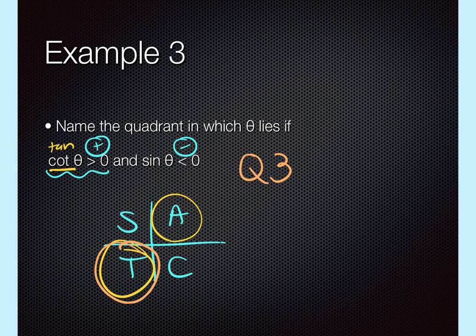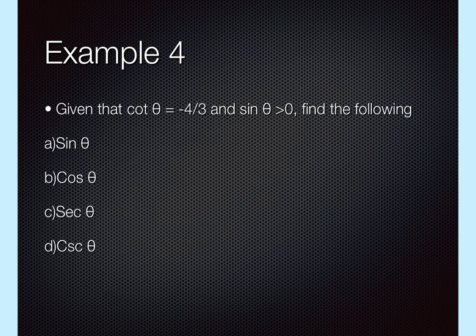Sometimes there's more than one quadrant that could answer it. But this one, it has to be both. Still with me? Yes? Questions? All right. Again, I'm not going to work all the way through this, but we will set it up, because the only difference here is the delivery of the information. It says, given that the cotangent of theta is negative 4/3 and sine is greater than 0, find the following.